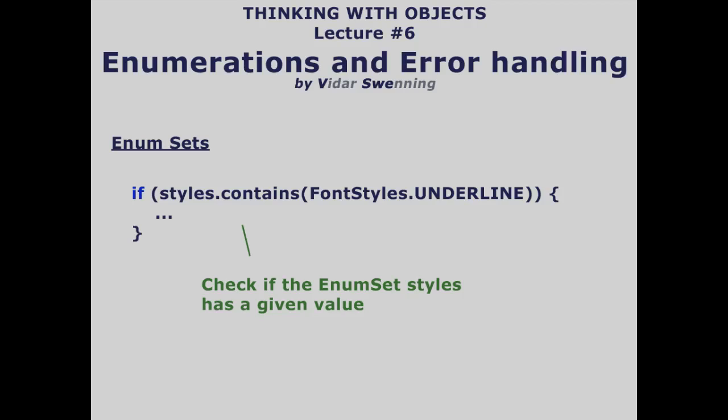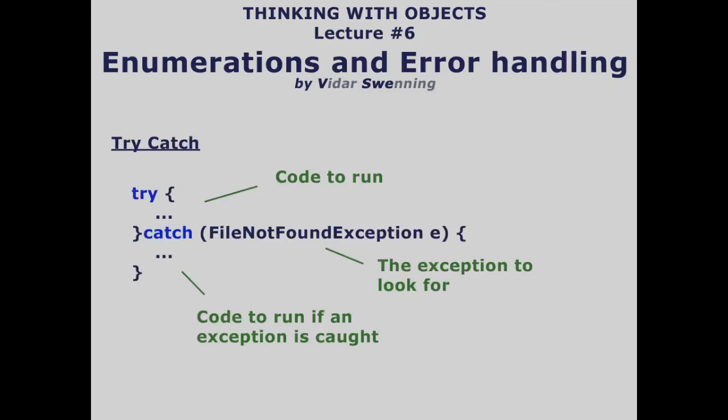So here we do styles.contains, and then we give it the type like so. So styles.contains(FontStyles.UNDERLINE). We'll make sure in that if statement, if we want an underline, then we might want to draw that underline, or we might want to do something else entirely. But we can check if that value is a part of the enum set. So styles is an enum set of FontStyles.